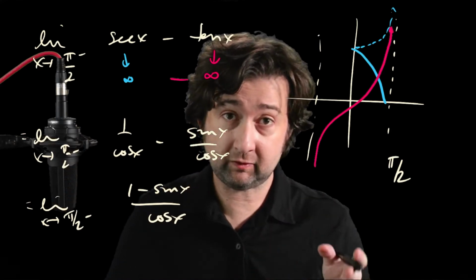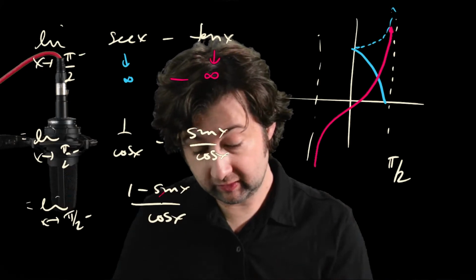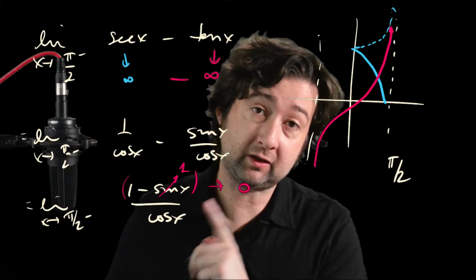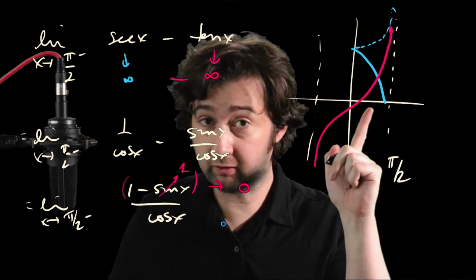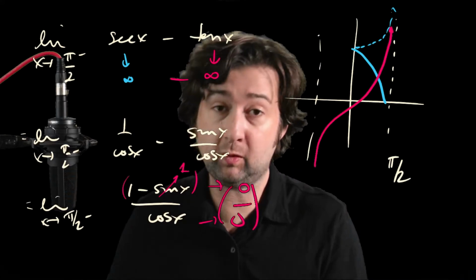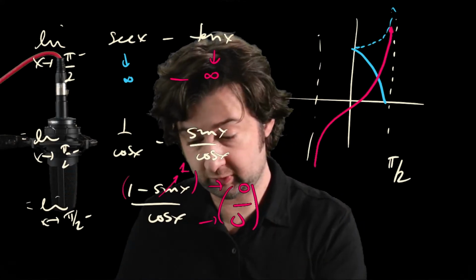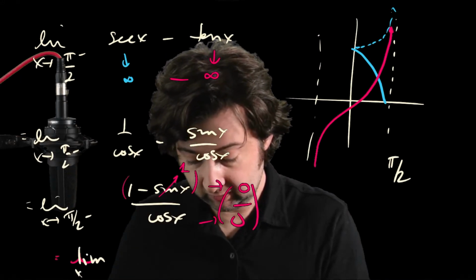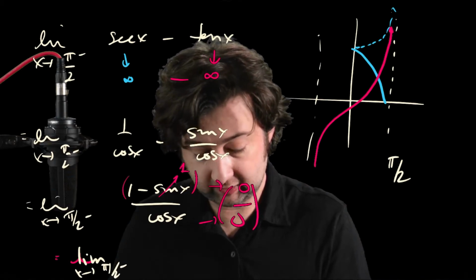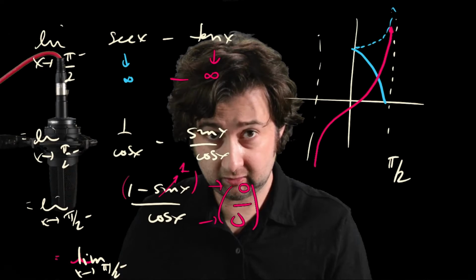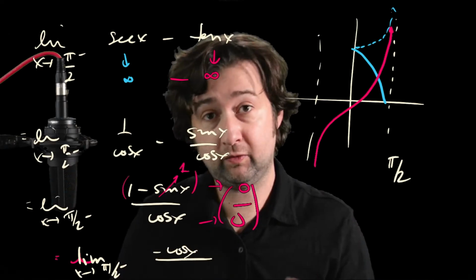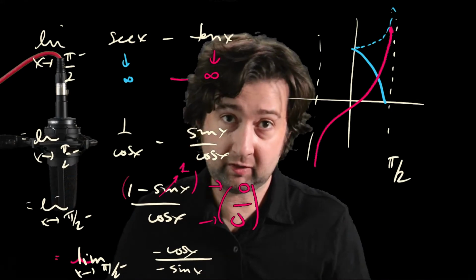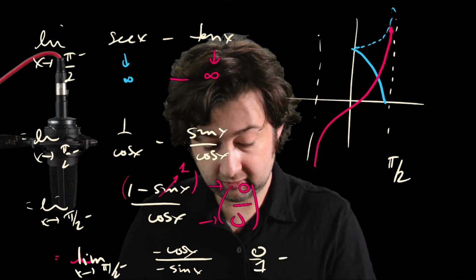Well, as x goes to pi over 2, sine goes to 1. So this tends to 1, which means the entire thing tends to 0. As x goes to pi over 2, cosine goes to 0. So this is a 0 over 0 indeterminate form, and I am allowed to use L'Hopital's rule. That gives me that this is the limit as x goes to pi over 2 from the left-hand side of the derivative of 1 minus sine, which is minus the cosine, over the derivative of the cosine, which is minus the sine. The cosine of pi over 2 is 0. The sine of pi over 2 is 1, and so this limit is 0.